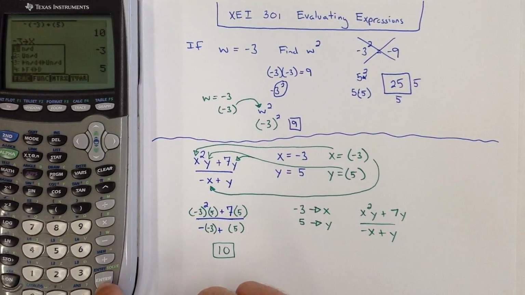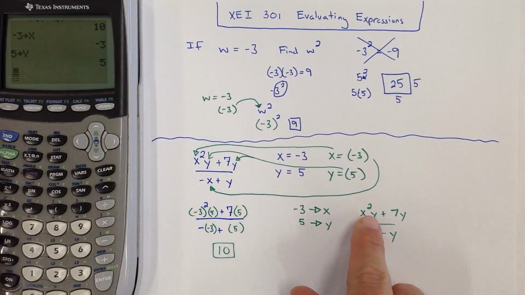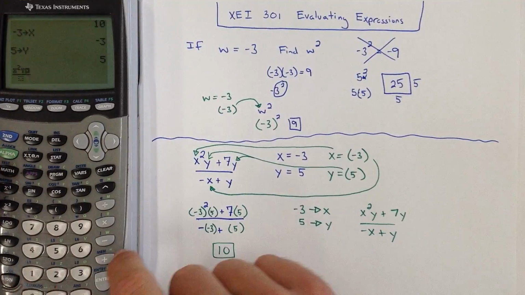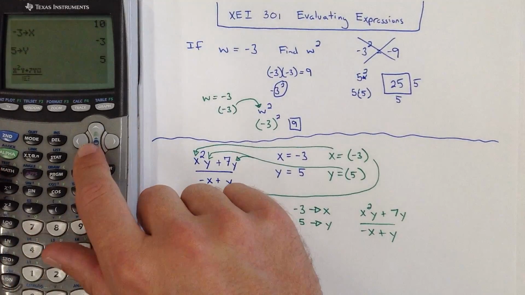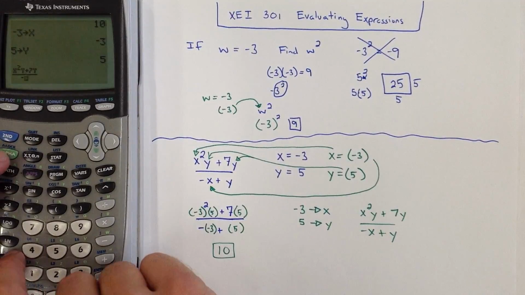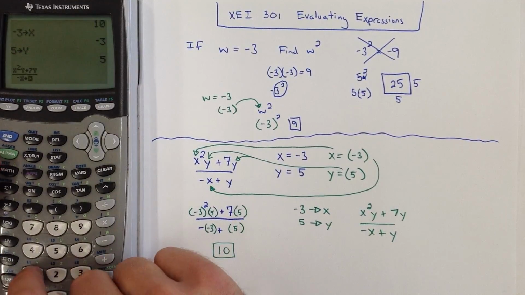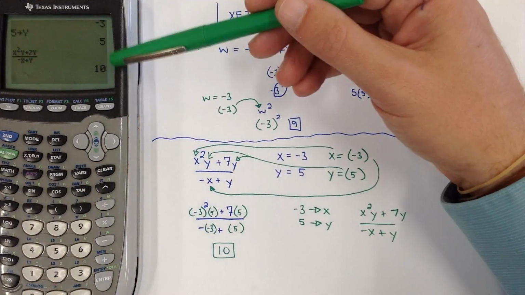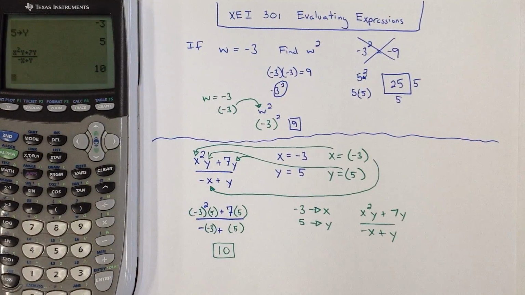Now I can go to my fraction menu, and I can type exactly what the problem said. x squared times y plus 7y divided by the opposite, here's the negative, x plus y, enter. And again, we got 10. This is perhaps the best way on our tests to verify that you've gotten the right answer.